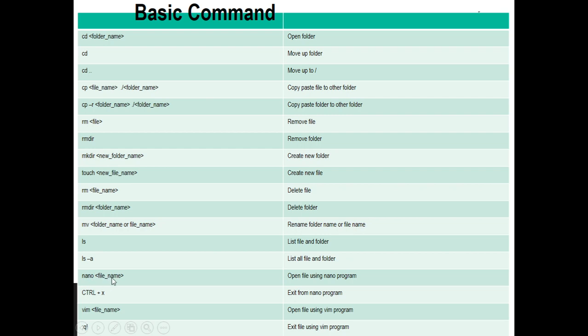nano actually is like a notepad program. The purpose of a notepad program is we can use it to type something, write something in a text file. Same thing with nano. So in Linux we call it nano, but in Windows we call it notepad. Ctrl X if you want to exit from the nano program.